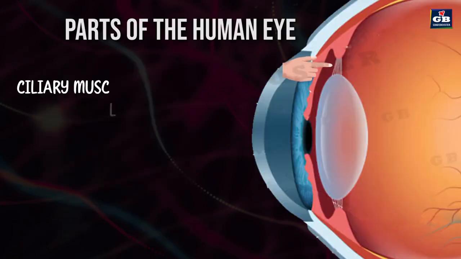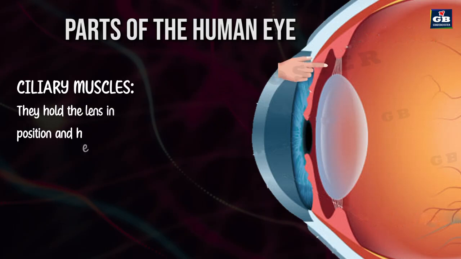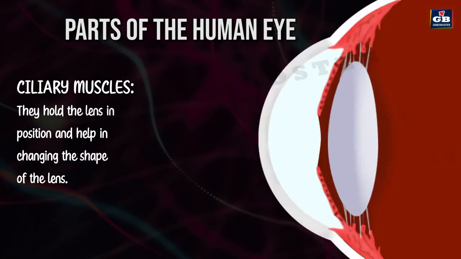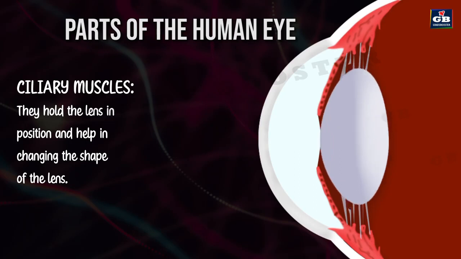Ciliary muscles. These muscles hold the lens in position and help in changing the shape of the lens. The shape of the lens or the curvature of the lens is modified by the action of these ciliary muscles.